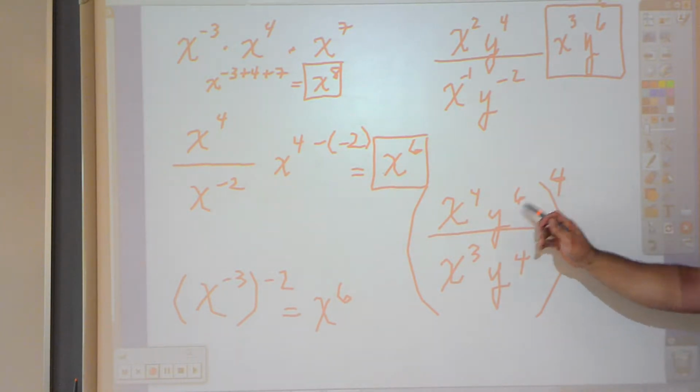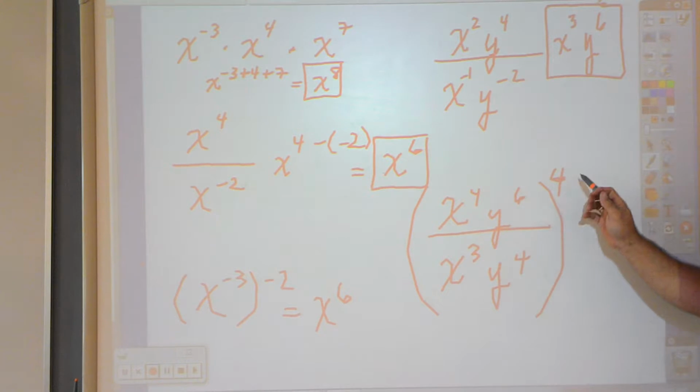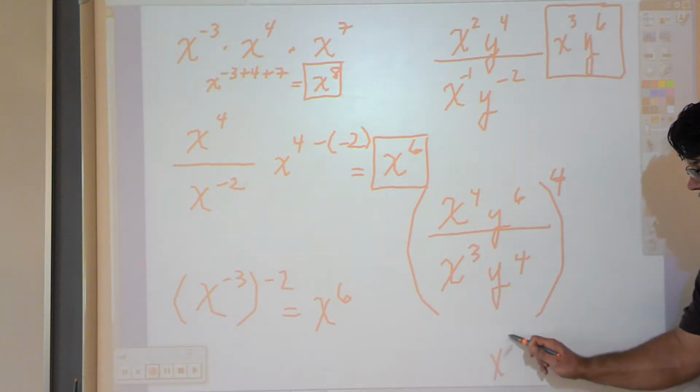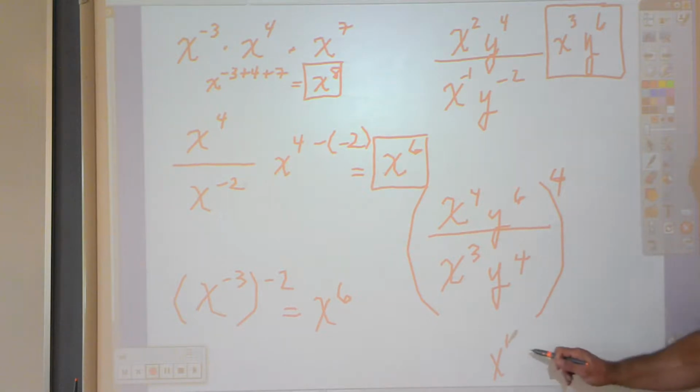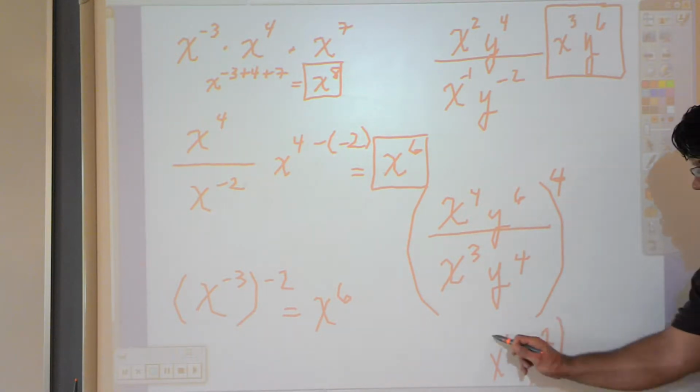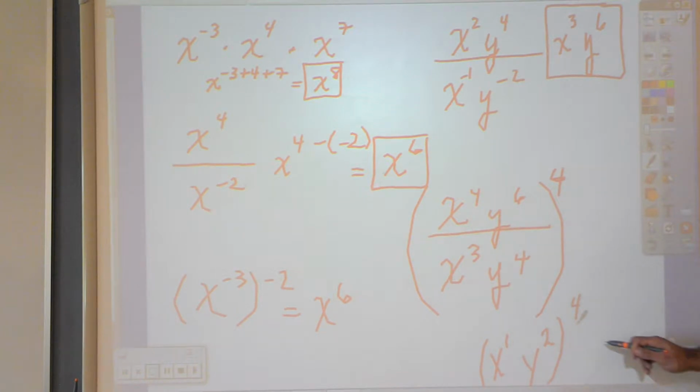Now this one you can do two different ways. You can distribute using the power rule first and then do the quotient rule, or you can do the quotient rule first and then do the power rule. You will get the same answer if you do them both correctly. Notice I said if you do them both correctly. All right, what's 4 minus 3? 1, so that'd be x to the first. And 6 minus 4? 2, raised to the 4th power, and that'll give us what? X to the 4th, y to the 8th.